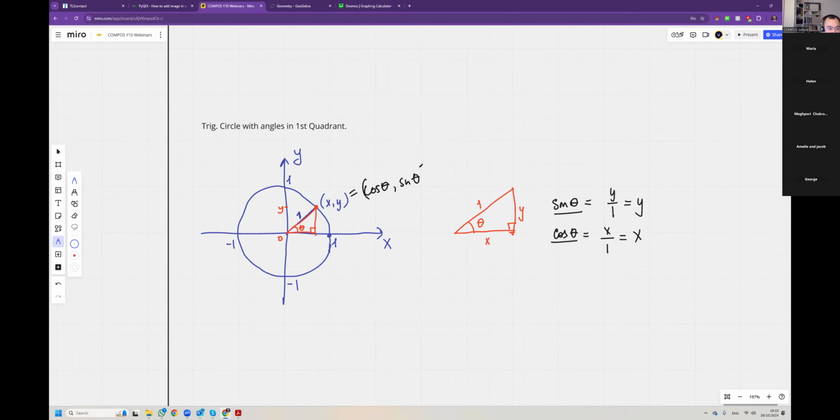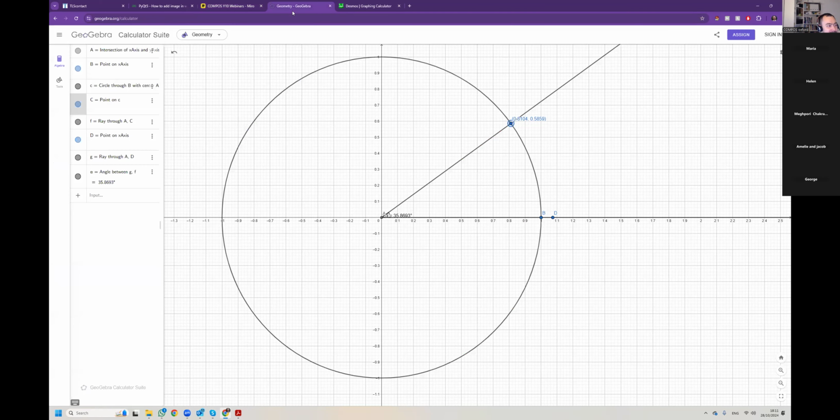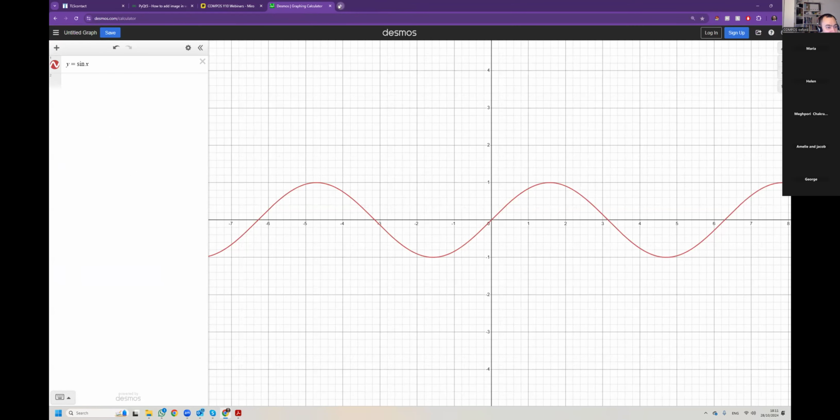So if you draw a circle and you draw a line, the coordinates of the point of intersection will always be cosine and sine. Okay. Let me demonstrate that to you. I want to start over. Just show you how I use GeoGebra.